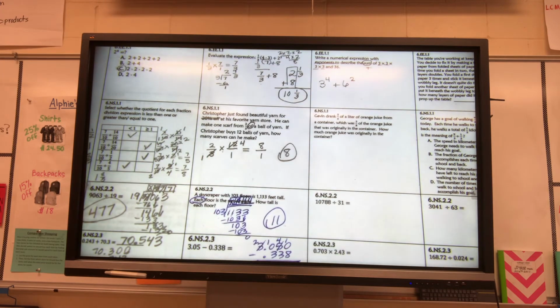For number 2, Gavin drank 3/4 of a liter of orange juice from a container, which was 3/8 of the orange juice that was originally in the container. How much orange juice was originally in the container? Well, if he drank 3/8 of what was originally in the container, we know that my answer is going to be larger than 3/8, because 3/8 is pretty small, and he didn't even drink a full half. So we know our answer is going to be larger than a half.